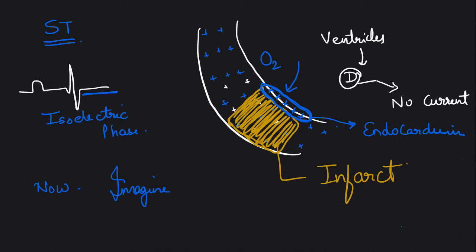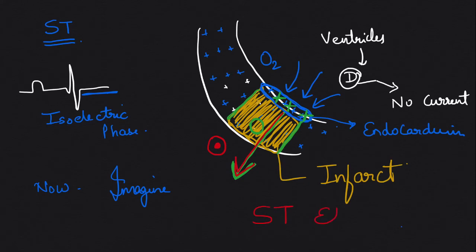So in this tissue plane, because oxygen is coming from here, we have developed a potential difference. This endocardium is at positive potential, whereas this infarct is at zero potential. So the current will flow from higher potential to lower potential, that is from the endocardium again towards the periphery. Now this current is flowing in which condition? In the isoelectric phase, whereas there was no current in the normal case, but because here is an infarct, the current is flowing even in the isoelectric phase.